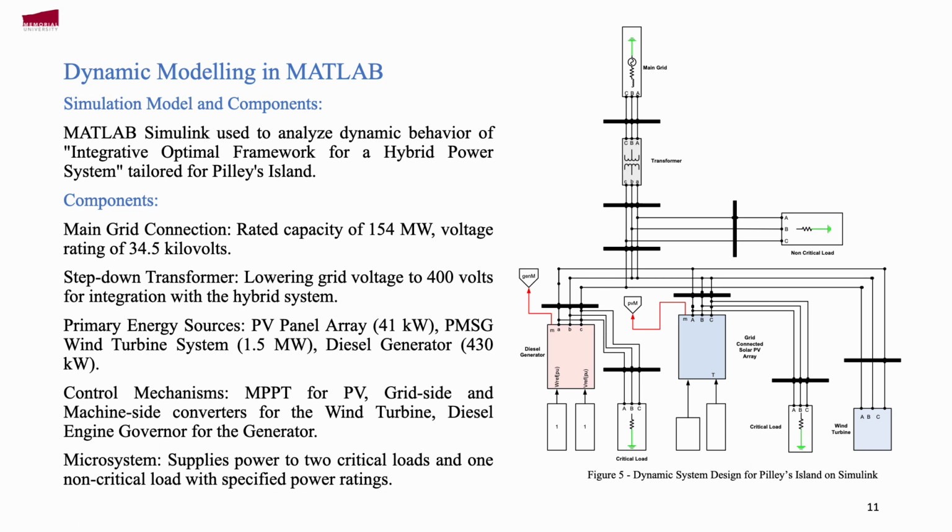From the MATLAB simulation, we can see there are two critical loads in the bottom two boxes, and in the middle there is one non-critical load. The main grid is connected to the transformers, and the pinkish box is the diesel generator. In the middle is the PV array, and on the right side is the wind turbine.